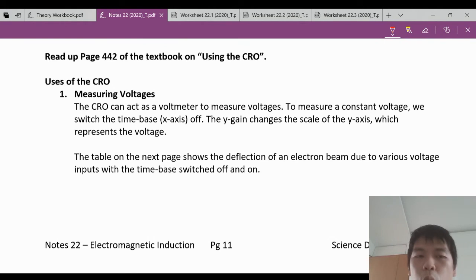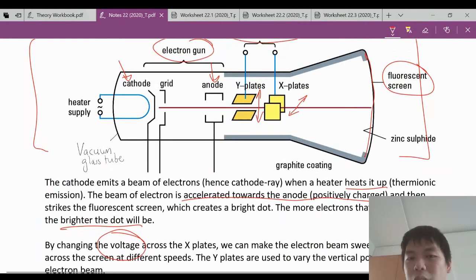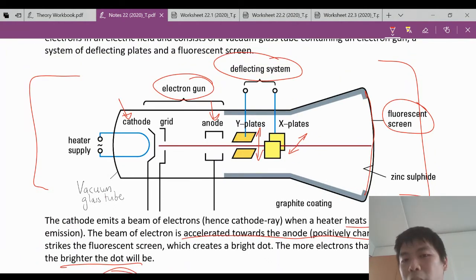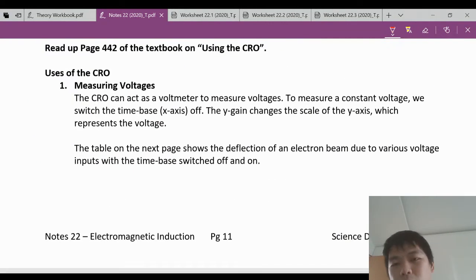What are the uses? Number one, you can use it to measure voltage. You connect it yourself, and you can measure how much voltage is coming out from whichever devices you are using. Why? Because you just need to connect it to the plates. You'll be able to identify how far it moves upwards, downwards, left or right. So when you measure a constant voltage, your time-base x-axis is off, and you're only using the y-axis to represent how high it goes or how low it goes.